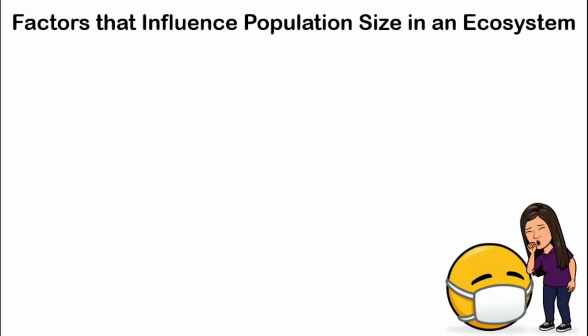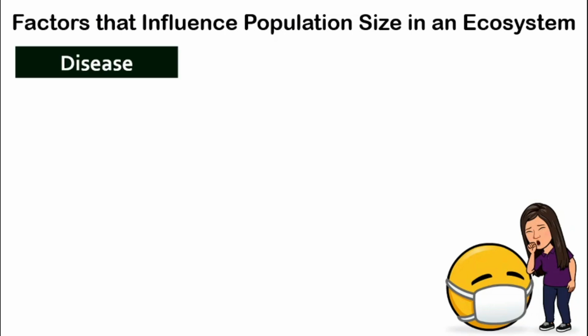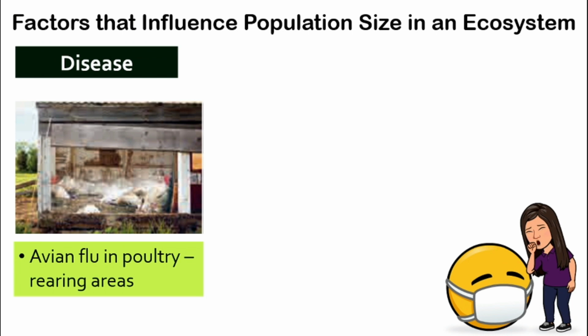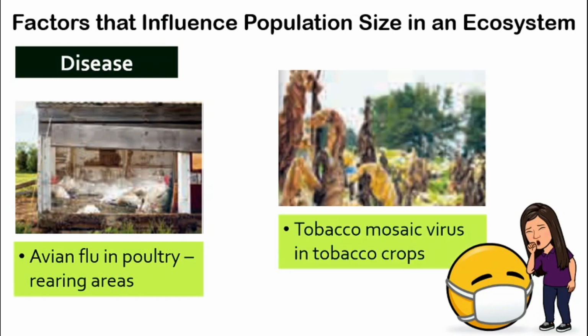Remember population? A few species that live together in one ecosystem. What are those factors? Number one is disease. Disease can actually cause the size of a population to decrease. For example, bird flu, avian flu, will cause the population of chickens in the rearing areas to decrease.